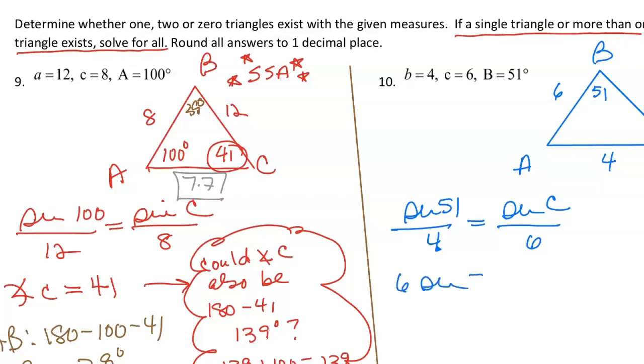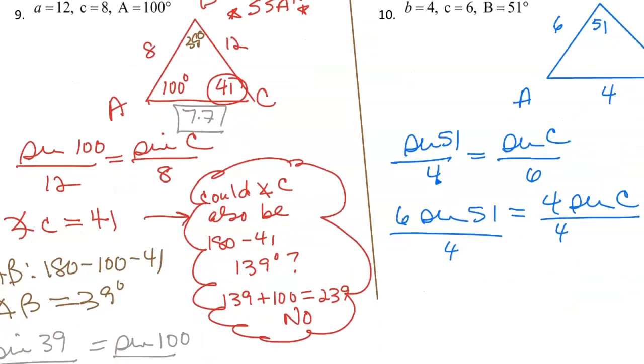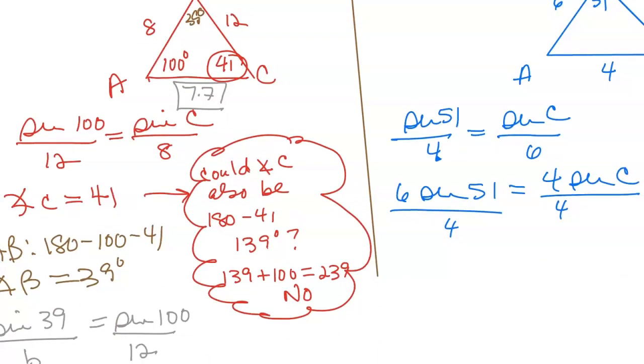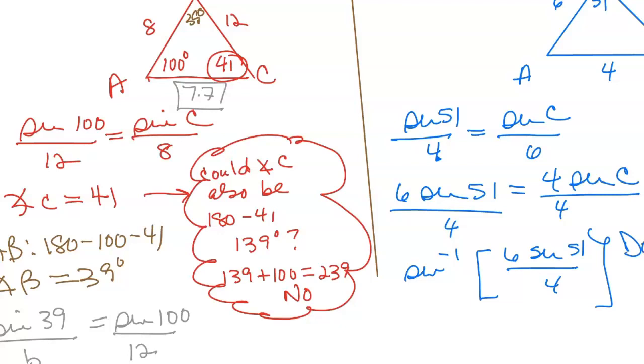I'm going to write this out this time. Okay, divide by 4, divide by 4, and I'm going to say sine inverse of 6 times sine 51 over 4. So second sine inverse, 6 sine 51 divided by 4. And I get a domain error.